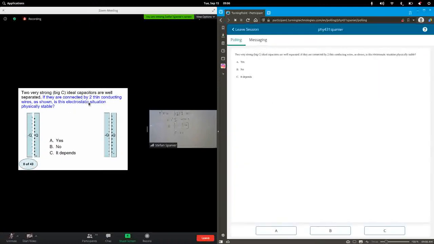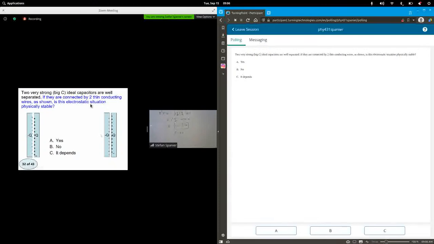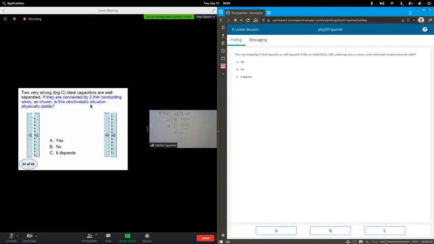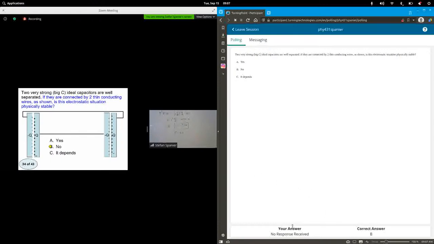So I connected these capacitors with two thin contacting wires. One wire goes, and you saw it now, between these two plates, and one goes outside. So is this, and now you get a freebie, is this stable? And the answer is no. But why no? That's maybe not so easy, to take the abstract theory and actually apply the reasoning here. Any idea?